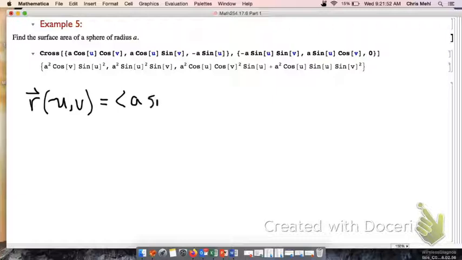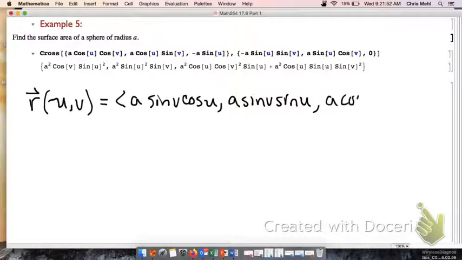a sine v cosine u. And then the next component would be a sine v sine u, and the third component would be a cosine v. Okay, so that would be your parametric description of the surface, the sphere of radius a. And then the next thing you'd have to do is find Tu and Tv.